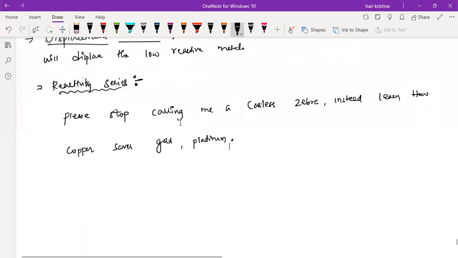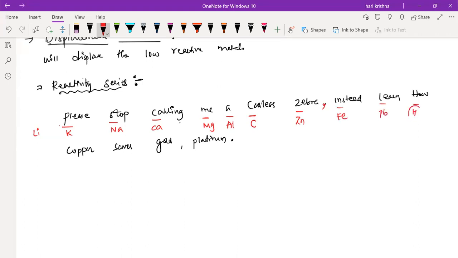So this is a complete series. First, I will write the series here. Then it will be easy for us. First, you have lithium, the starting element. P for potassium, S for sodium, C for calcium, M for magnesium. See, each and every letter, we have one element. In that way, I made this mnemonic. Please stop calling me a careless zebra. Instead, learn how copper saves gold, platinum. A for aluminium, and this C stands for carbon. Z is zinc, I for iron, L for lead, H for hydrogen, which is very important, C for copper, S for silver, G for gold, and P for platinum.